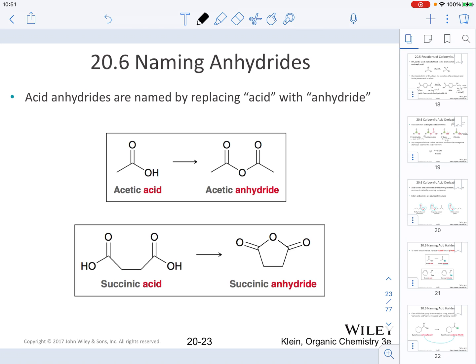Now, understand that the succinic anhydride is going to look structurally different, because, again, this is a carboxylic acid derivative. Later in the chapter, we're going to see how the chemical conversion of these two things happens. So as of now, we are just naming.